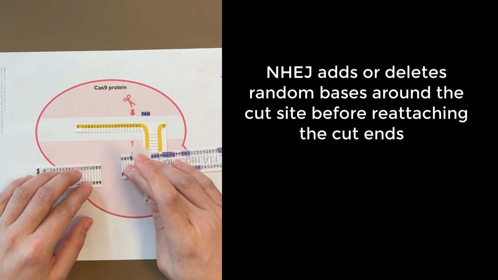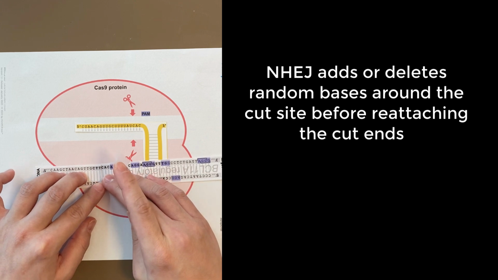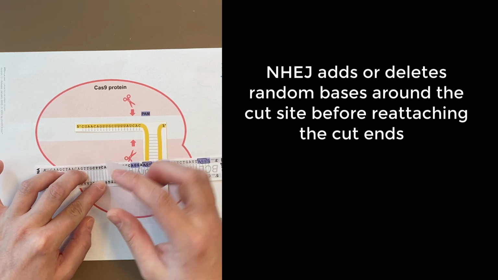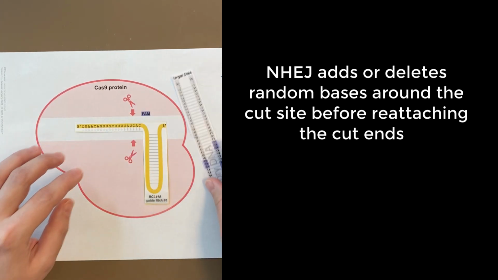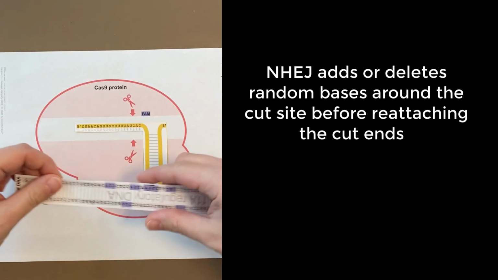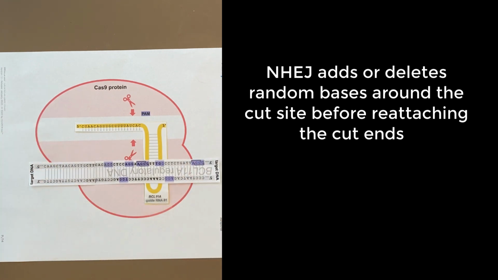To finish modeling non-homologous end joining, all I need to do is tape the cut ends of the DNA back together. Now the repair is complete. The BCL11A regulatory DNA is reattached, but a random mutation has been introduced in the Achilles heel region, which was our therapeutic goal.